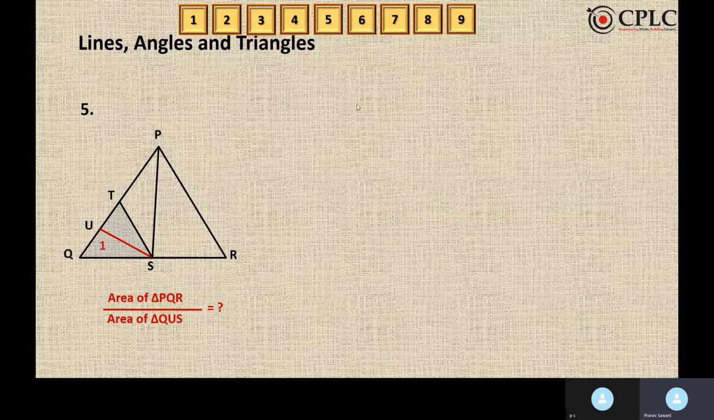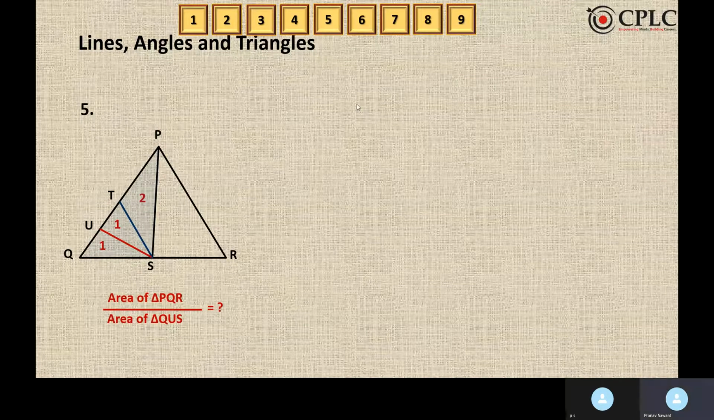So if I assume area of triangle SUQ as 1, area of triangle SUT will also become 1. Now, focus on the left one triangle. Left one means what? Focus on triangle SPQ. In triangle SPQ, ST is a median. Median divides a triangle into two equal areas. So, the two triangles would be STQ and STP. So if STQ is 2, STP is also going to be 2.